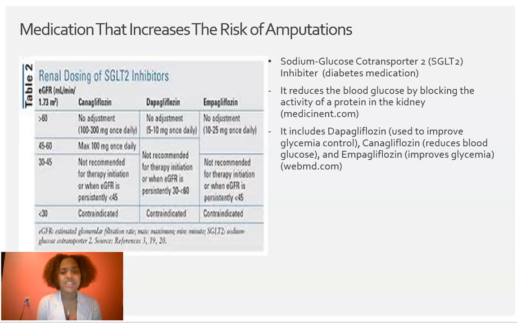Medication that increases the risk of amputation. Sodium glucose cotransporter 2, SGLT2 inhibitor, which is a diabetes medication, is usually for type 2 diabetes. It reduces the blood glucose by blocking the activity of a protein in the kidney. It includes dapagliflozin, used to improve glycemia control, canagliflozin, reduces blood glucose, and empagliflozin, improves glycemia.